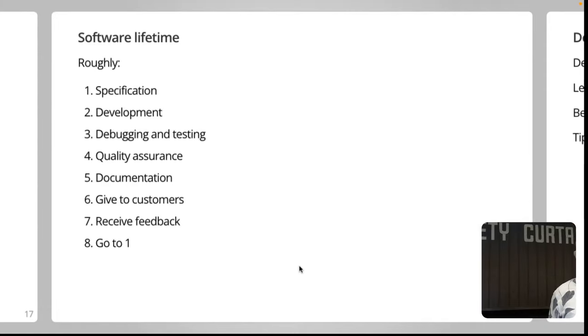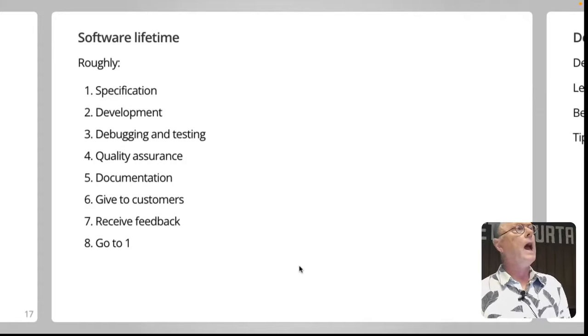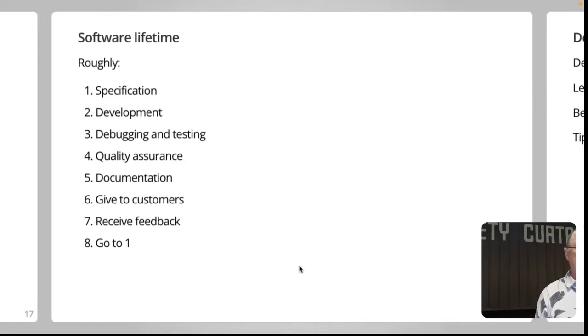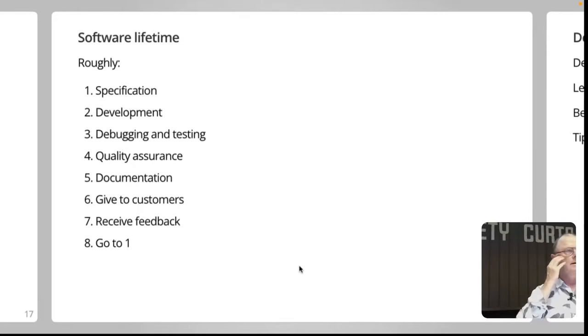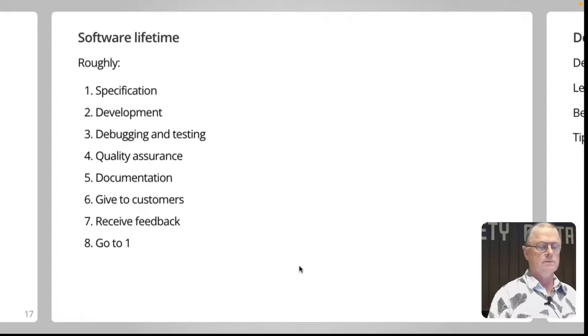So if software's a living thing, it means it has a lifetime. So what does a software lifetime look like? What happens through time to software? Well, in the old textbooks, they used to talk about a thing called the waterfall model, which is the way they used to think about software engineering as a management discipline. And it looks a little bit like this. And there's some truth to this, but it's not very complete. But just so you know what's involved.